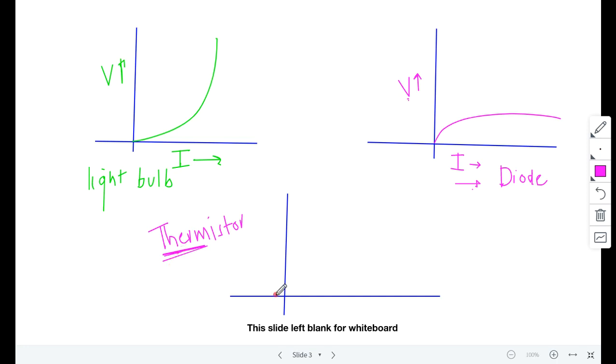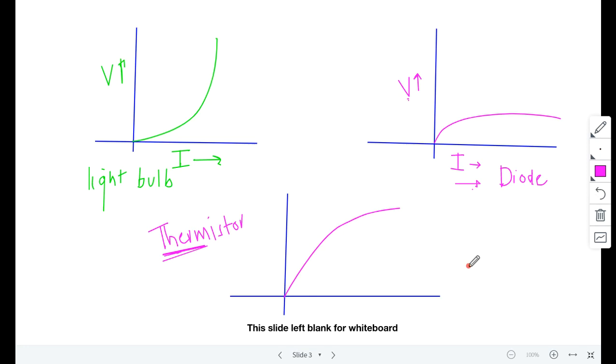It goes like this. Okay, so this would be... wait a minute, let me draw this once again. It's like this. So this is also not an ohmic conductor.